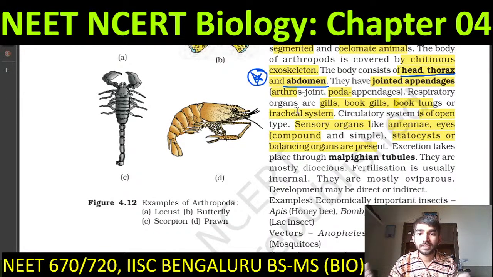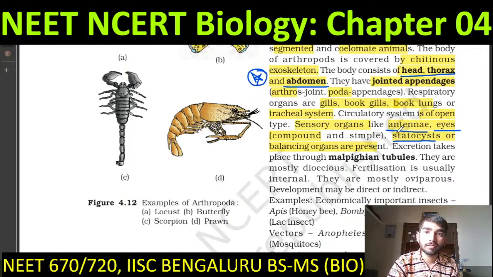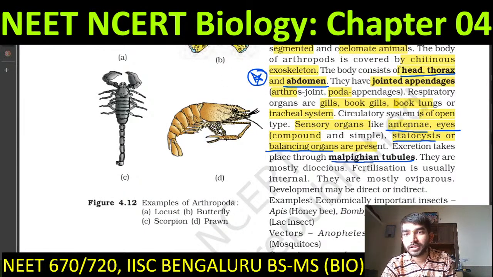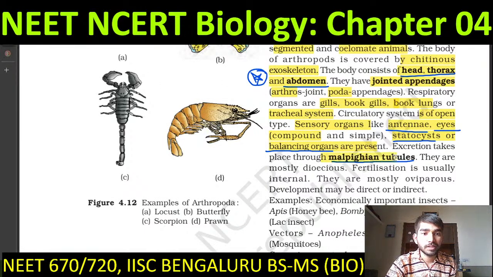Antenna. This is very easy to also remember because most of you would have seen cockroaches. So they have antenna, they have eyes, they have statocyst. This is not something most of you would have seen, a balancing organ. Excretion takes place through Malpighian tubules. So after the scientist Malpighi, this was named as Malpighian tubules.